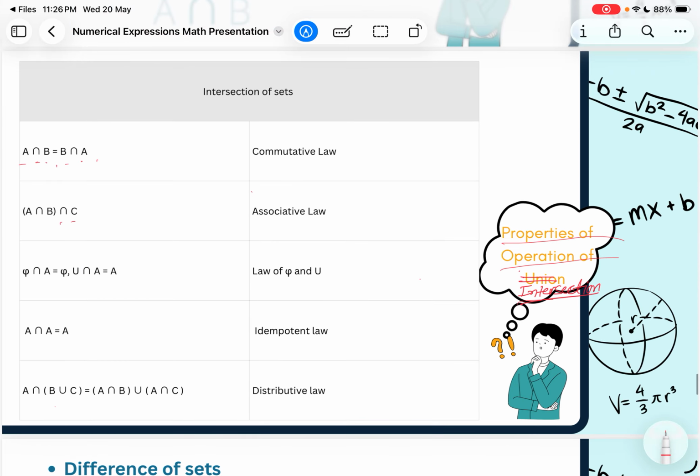Now properties of the operation of intersection. A intersection B equals B intersection A. Same thing, meaning all the common elements of A and B and all the common elements of B and A, both are the same thing. This is the commutative law. Now A intersection B intersection C equals A intersection B intersection C. Okay, this is missing, I think. This is called the associative law, right? Now nothing and A, what is common there? Nothing, right? And universal and A, what is common there?